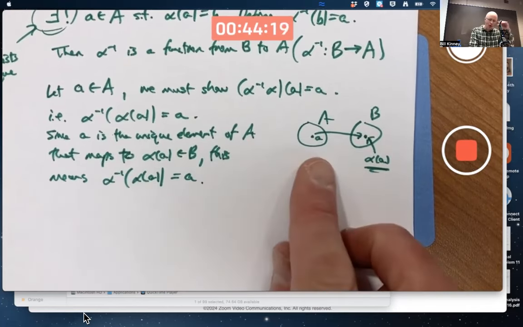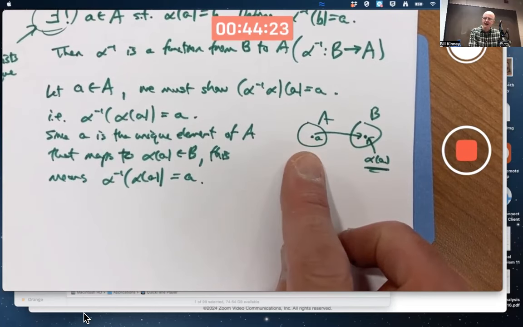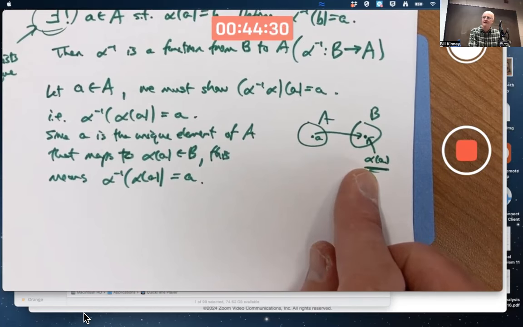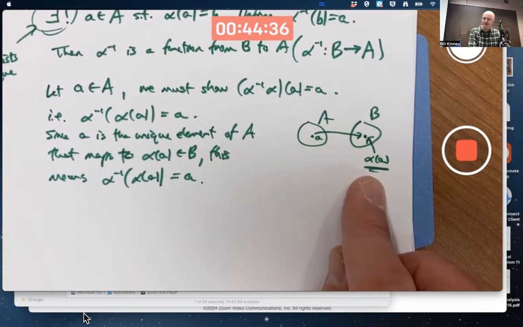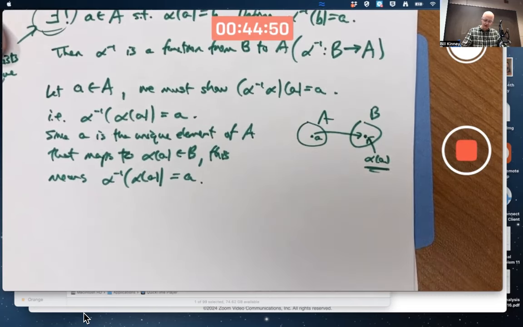The picture helps more. Start with an element of capital A, call it little a. It certainly gets mapped to some element of capital B, alpha of a. What is the unique element of capital A that gets mapped to that element? It's a. By definition, alpha inverse of that thing must therefore be a. It's almost too trivial. That's confusing. That happens sometimes. We also need to show the other direction.